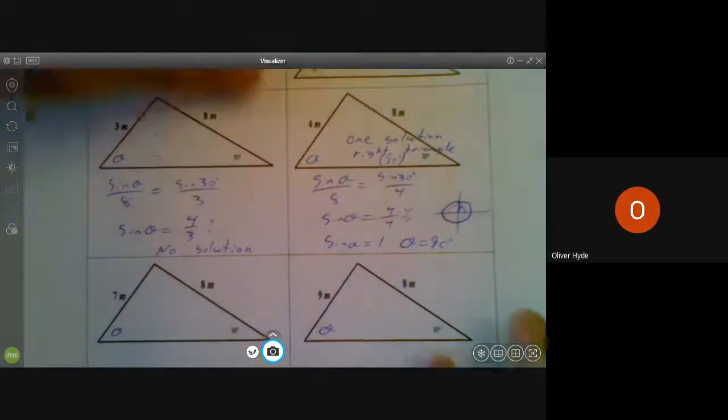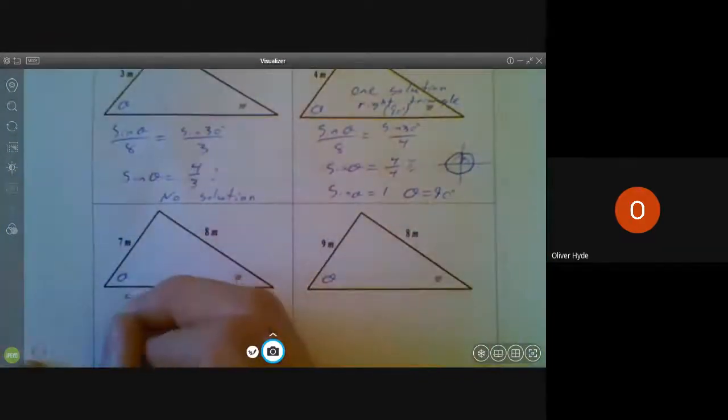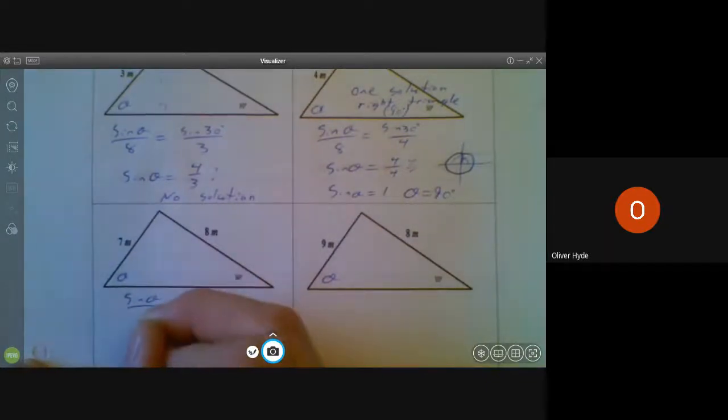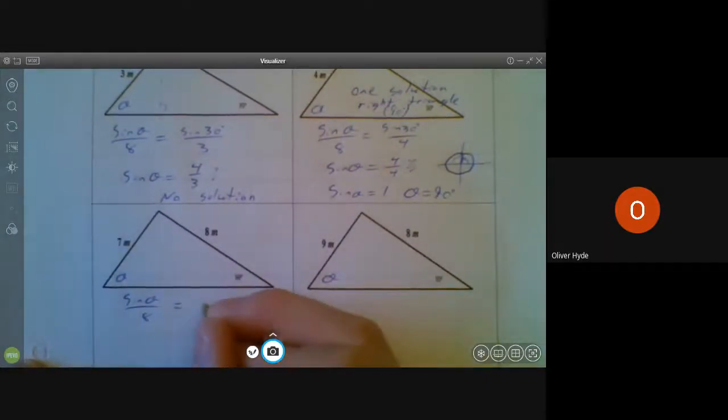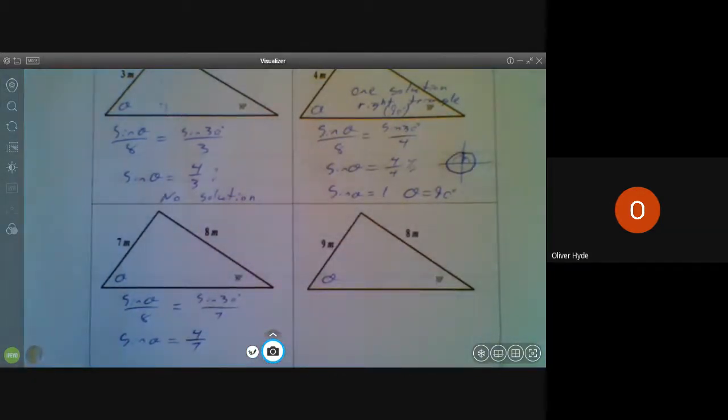The next case, same calculations. Sine of theta divided by 8 is going to equal the sine of 30 degrees divided by 7. Then I'll get the sine of theta equals 8 times the sine of 30. In every single one of these cases, I don't know why I keep doing that calculation over and over again. It's going to be 4.